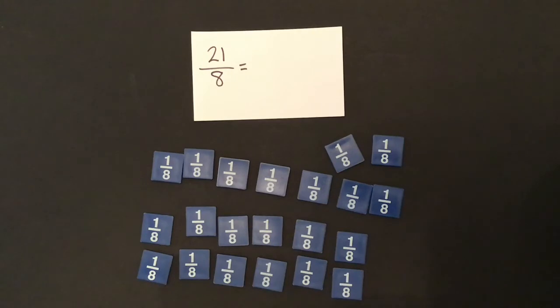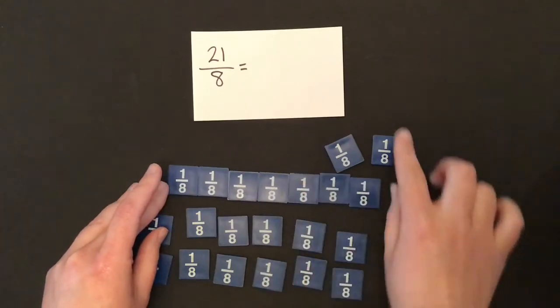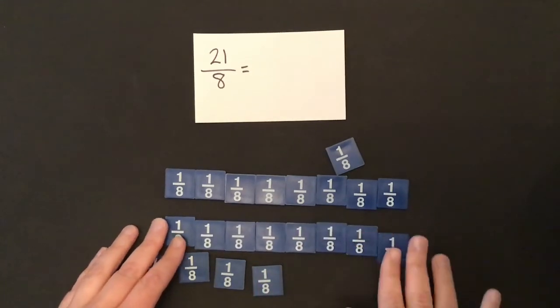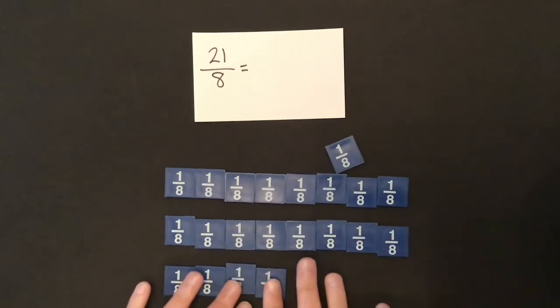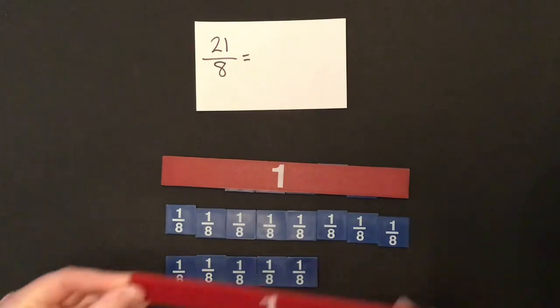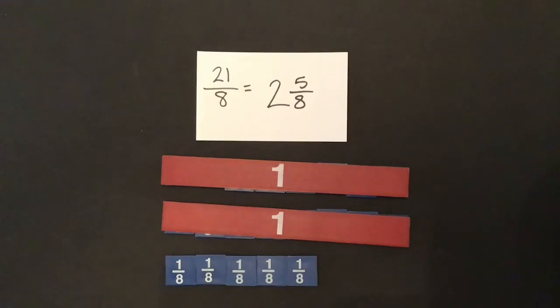Now I just need to decide how many wholes do I have and how many leftover pieces. I know that it takes 8 pieces to make a whole, so I'll go ahead and arrange those. 1, 2, 3, 4, 5, 6, 7, 8. There's 8. You can check with my wholes if you like to do that. Then it's really easy to see that you have 2 wholes. And then we have 1, 2, 3, 4, 5 pieces. So the mixed number name is 2 5/8. 21/8 equals 2 5/8.